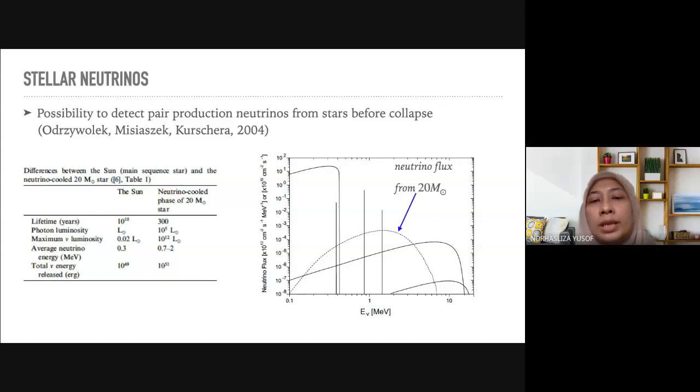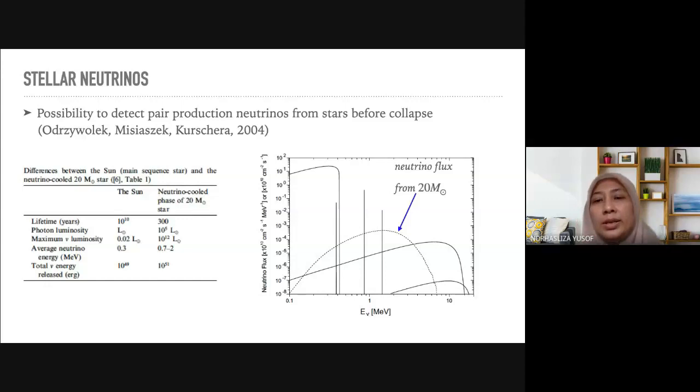So what he did was superimpose these: the solid line is the solar neutrino flux calculated by Bahcall back in 2005. This serves as a constraint for the observation. Then he calculated for 20 solar masses, and found that there is a significant contribution to the neutrino flux in terms of energy when superimposed with the solar neutrino flux from the sun. So this is one of the main reasons why people started to study stellar neutrinos.